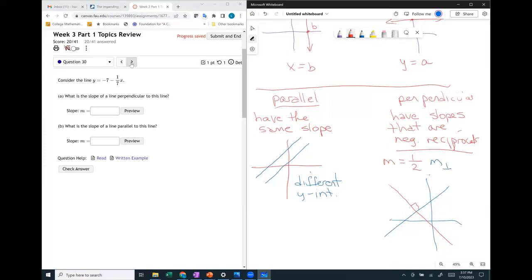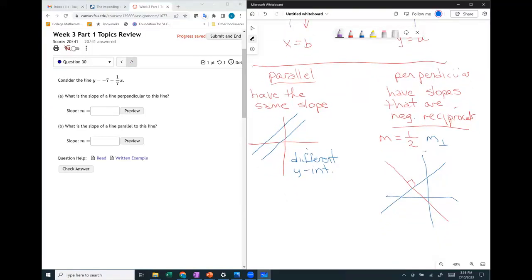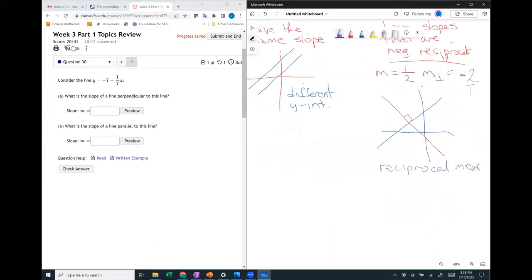So that means that if the slope of the first line is 1/2, the slope of the second line is negative of that, because that's the only way they can really cross at 90-degree angles. If one's positive, then the other has to be negative, or vice versa. And then it would be 2/1. The reciprocal just means that we flip the fraction.